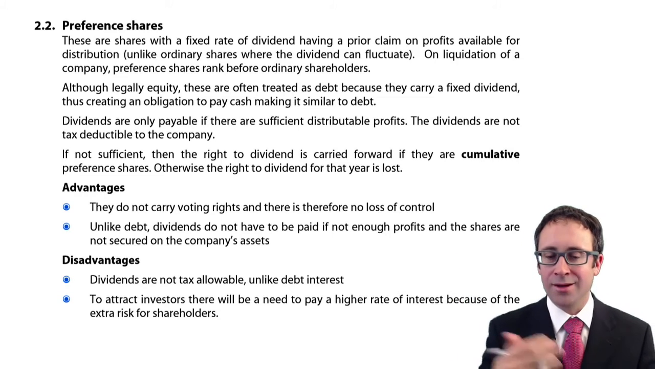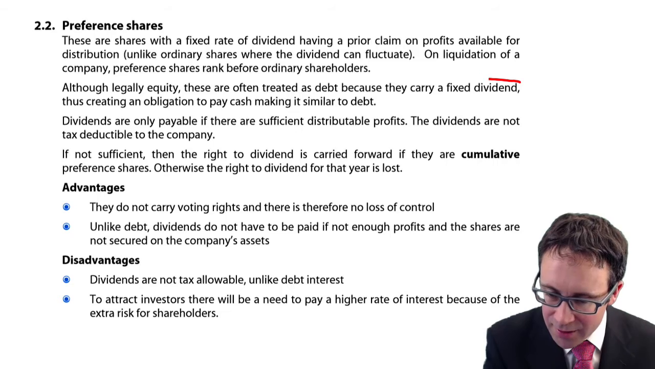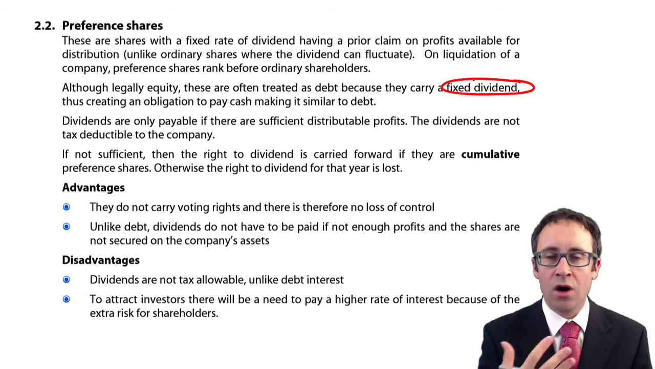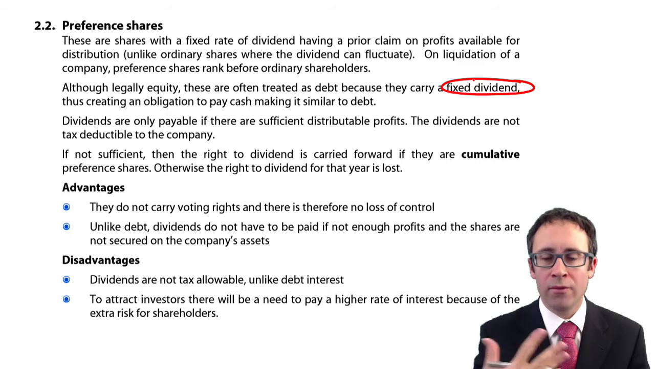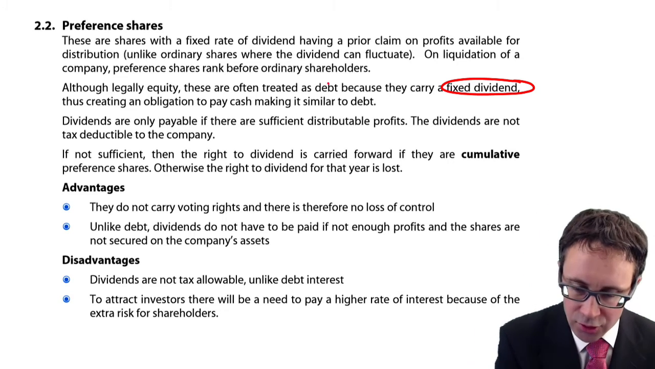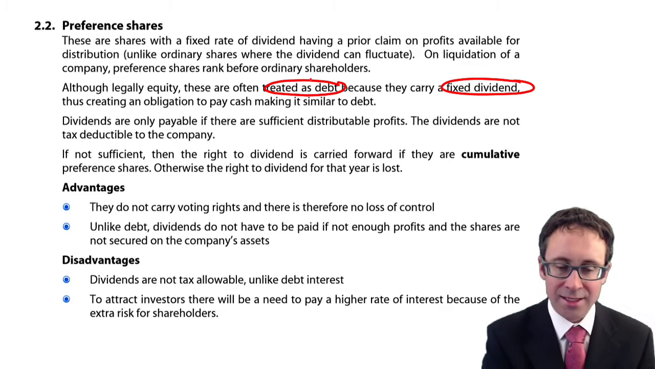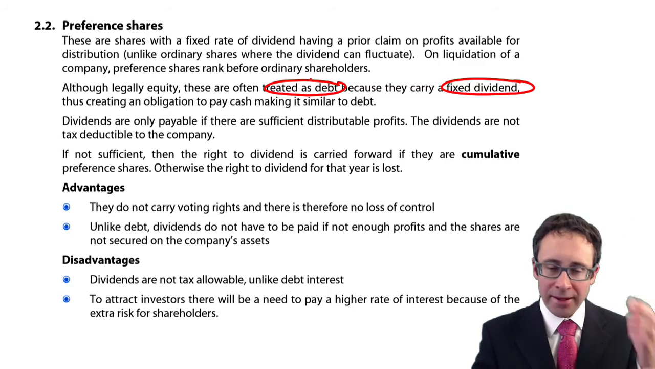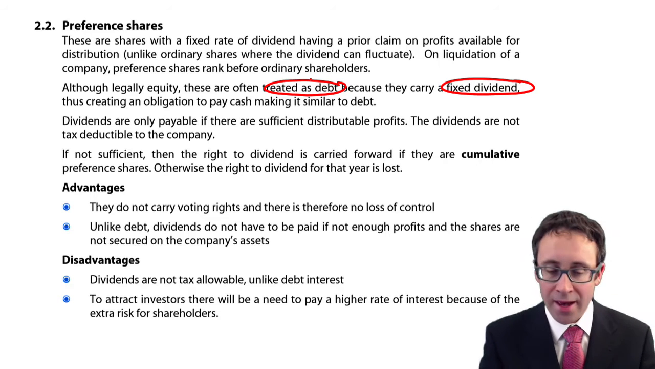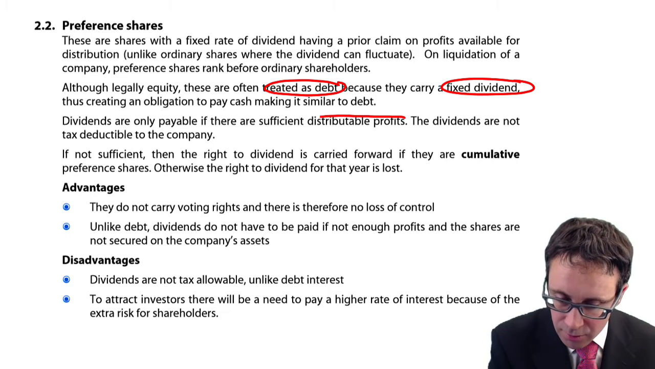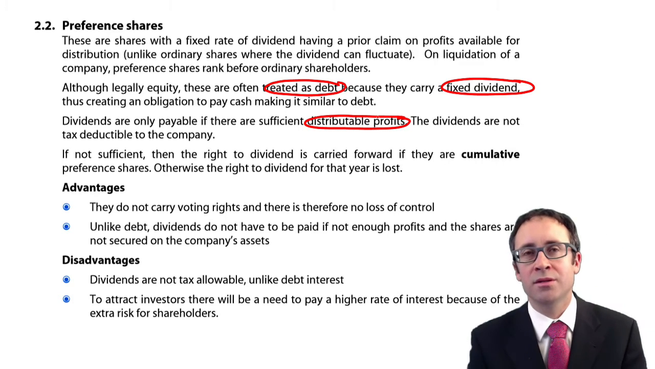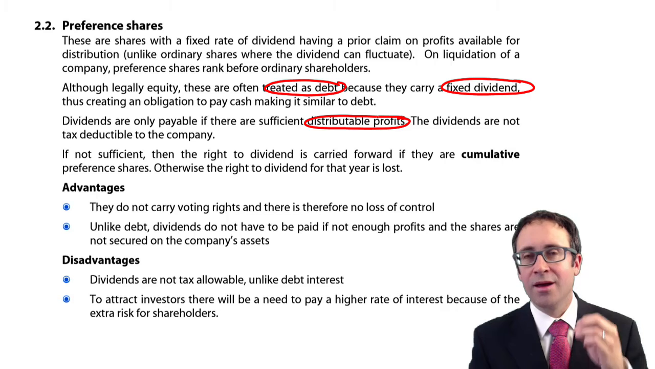Likewise, the key bit in the second paragraph is that you have that fixed dividend. Remember, that fixed dividend is a percentage of the par value, so your coupon rate multiplied by the par value, and therefore it is treated as debt, isn't it? Bits and pieces additionally to notice as well is that dividend can only be paid if there are sufficient distributable profits. So there has to be enough profits within the business to pay that dividend.